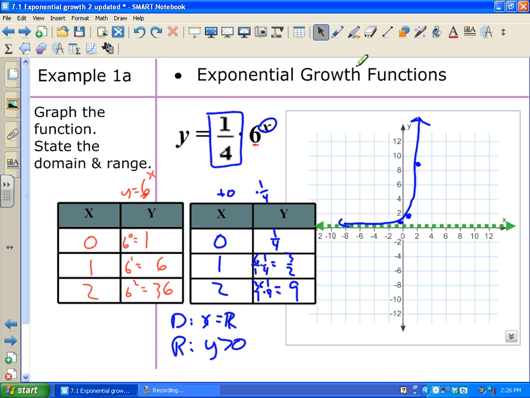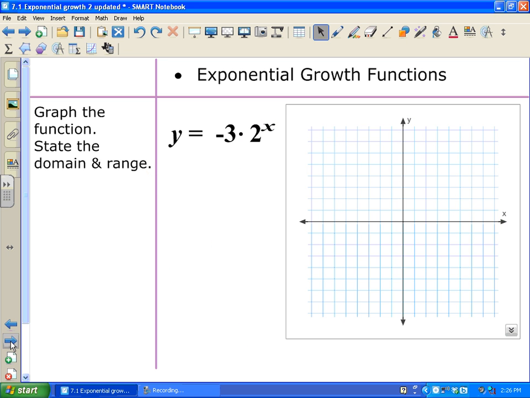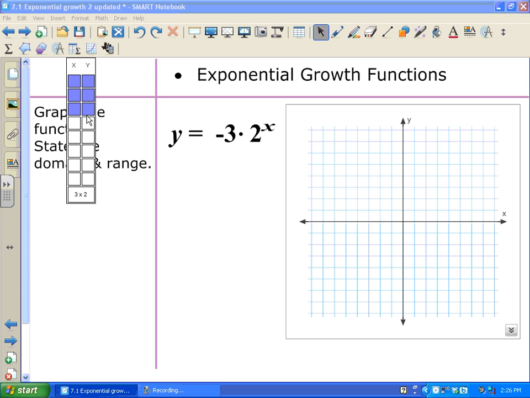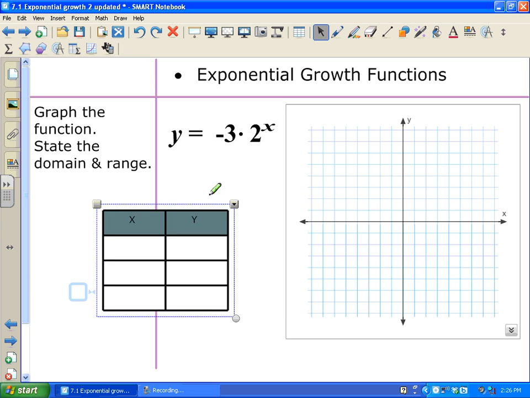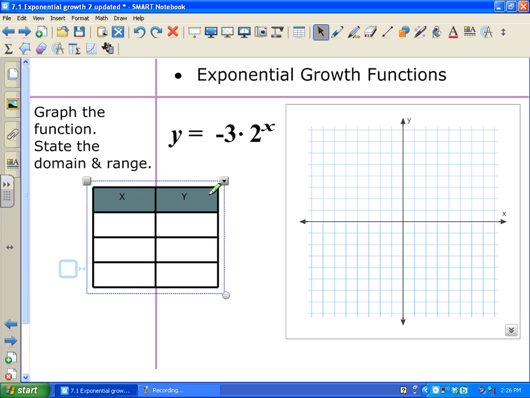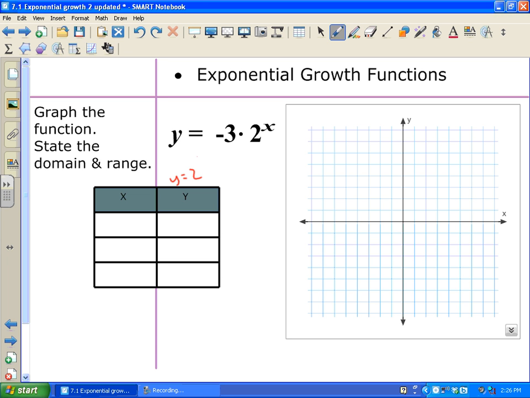All right, next problem. Y equals negative 3 times 2 to the x. I'll give you guys a second to copy that down. I'm going to start making my parent function. And again, a reminder, my parent function is always the easiest form of the function. In this case, my parent is y equals 2 to the x.